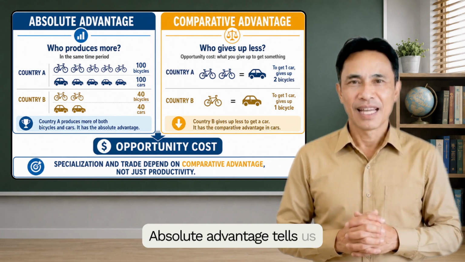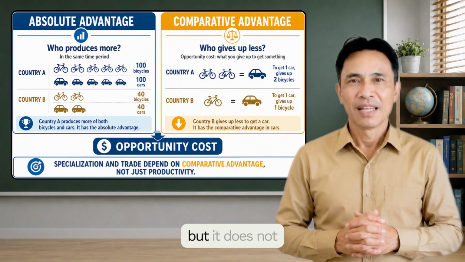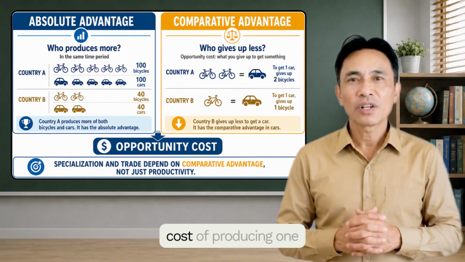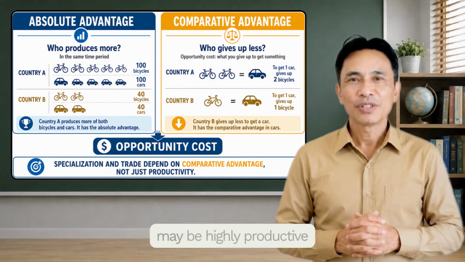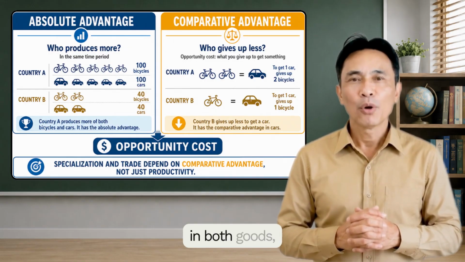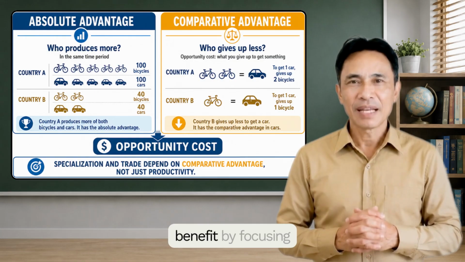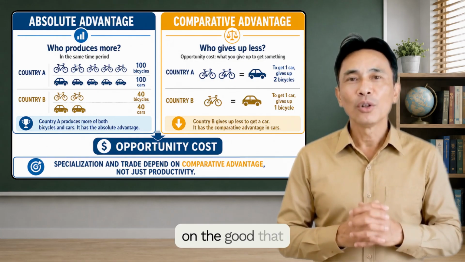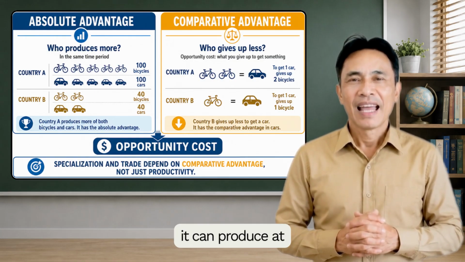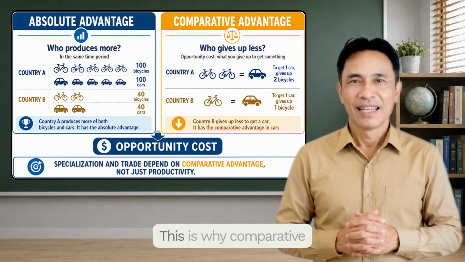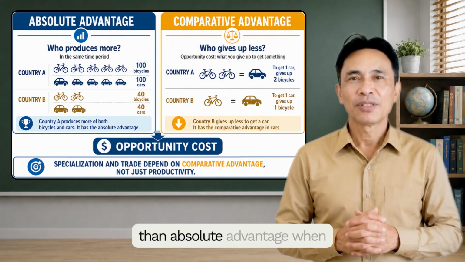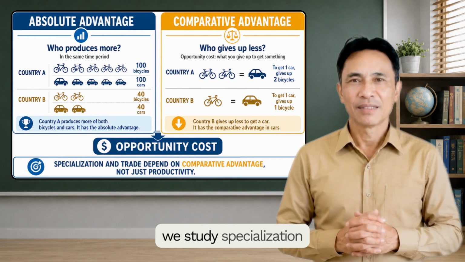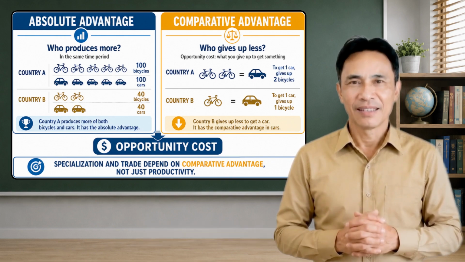Absolute advantage tells us who is more productive, but it does not tell us the relative cost of producing one good instead of another. A country may be highly productive in both goods, yet it may still benefit by focusing on the good that it can produce at a lower opportunity cost. This is why comparative advantage is more important than absolute advantage when we study specialization and trade.